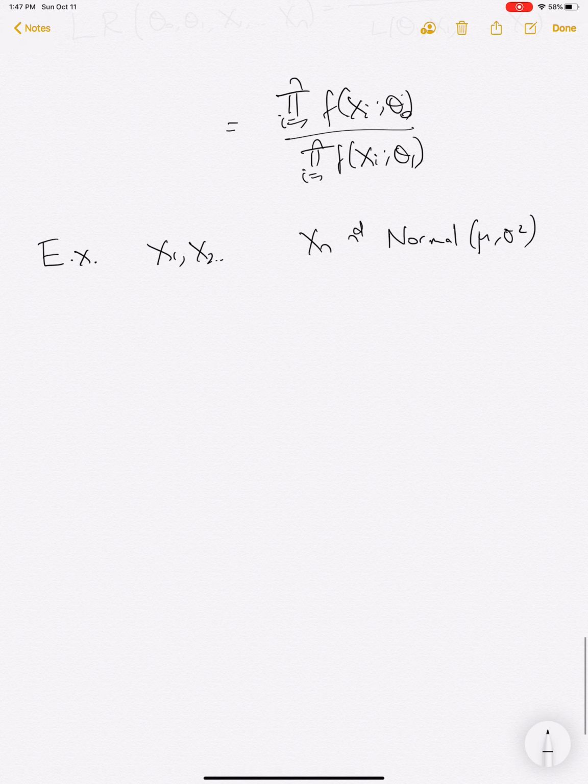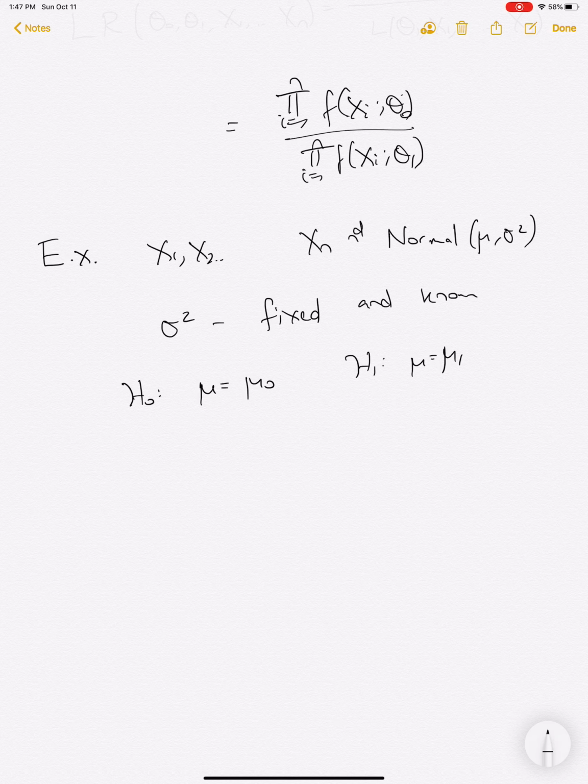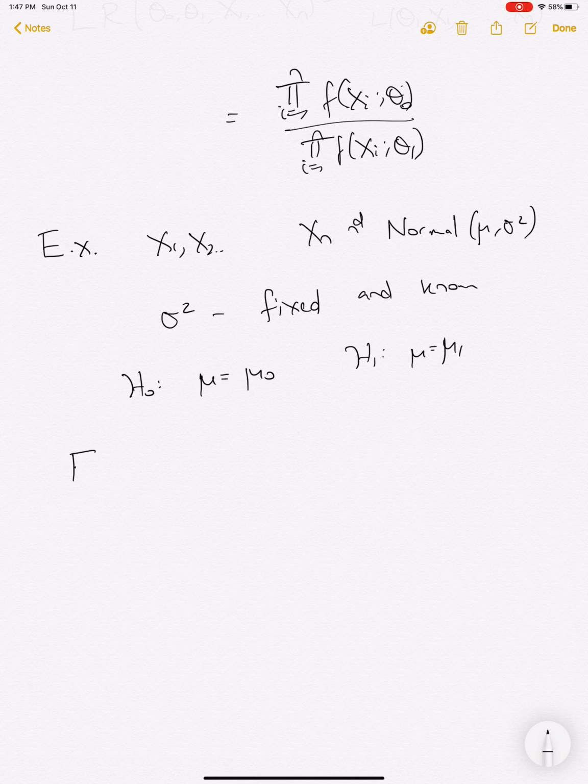Okay, so this is the case where we have x1 through to xn is normal mu sigma squared. We're going to assume sigma squared is fixed and known. So it might be 1 or 2 or something that's fixed and known. And so we have our H0 is mu equals mu 0, and H1 is mu equals mu 1, where they're not equal. Let's find the likelihood ratio.